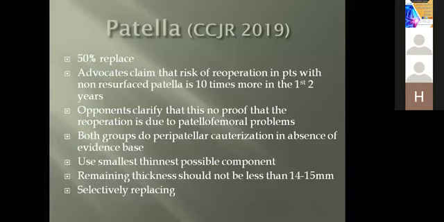Both groups do peripatellar cauterization in the absence of evidence base for this, and I think this is a common practice for most knee surgeons in Egypt. Use the smallest, thinnest possible components to replace the patella. Remaining thickness should not be less than 14 or 15 millimeters: 14 millimeters in females, 16 millimeters in males. So most of the surgeons now are going for the concept of selectively replacing the patella depending on the patient and the degree of erosion and arthritis in the patellofemoral component.